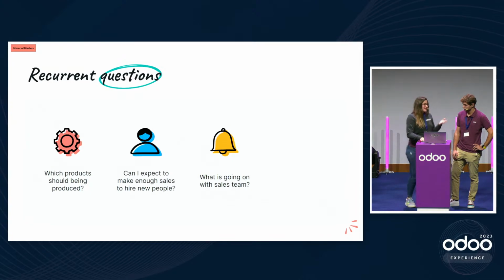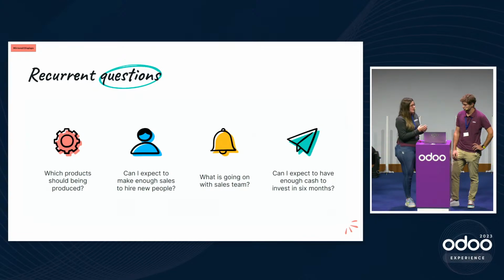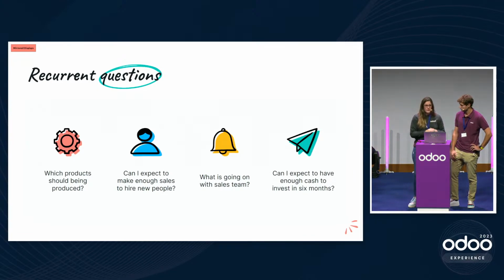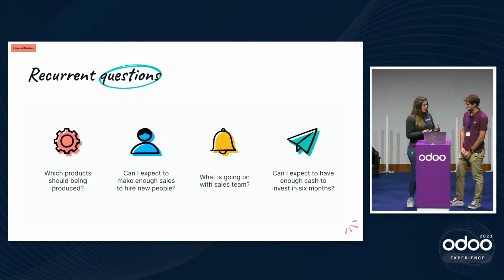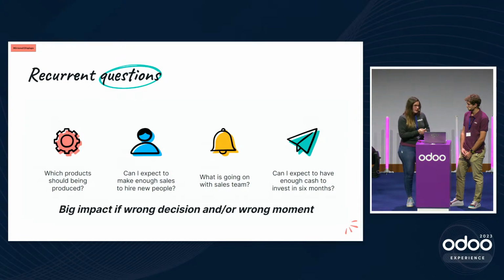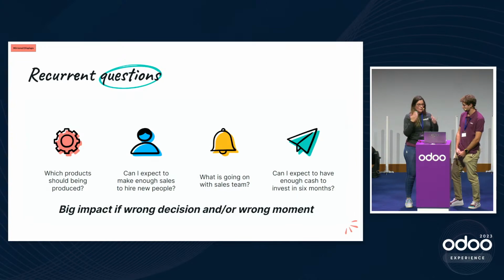And last but not least, I need to make an investment in 6 months for important equipment. So I want to know, can I expect to have enough cash to invest directly by myself, or do I need to contact my bank? All those questions are super important, and there is a big impact if I make a wrong decision at the wrong moment. As I told you, I've been using Odoo for a while now, and I know that Odoo can help me with these questions.